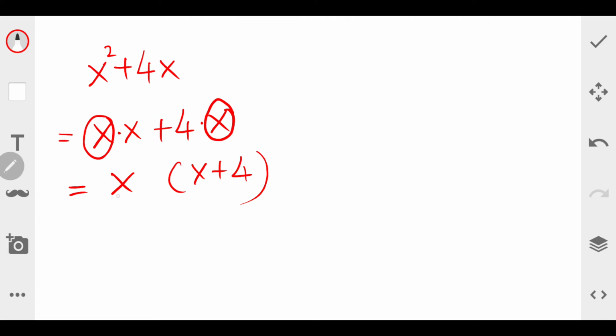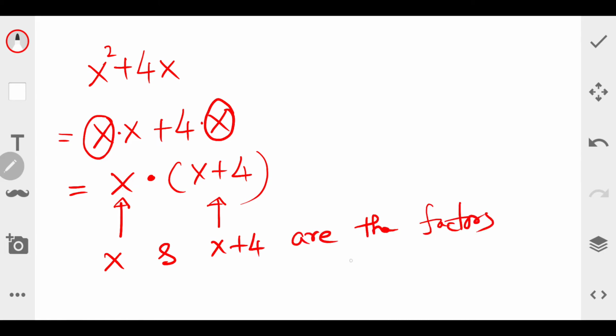Now look at the two quantities here. What are being multiplied here? x, the multiplication sign is here. So x and x plus 4 are being multiplied. This is why x and x plus 4 are the factors of x squared plus 4x.